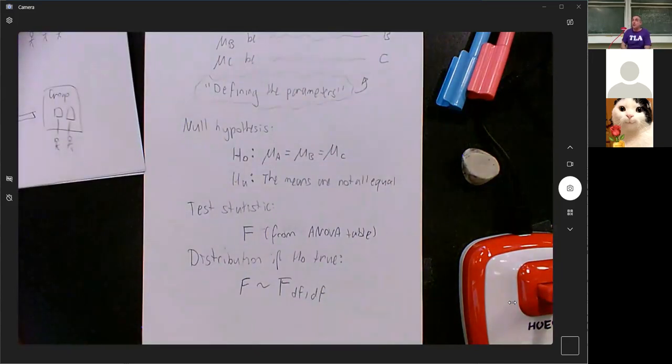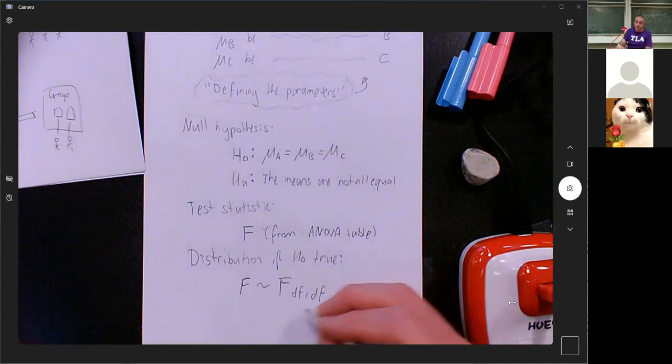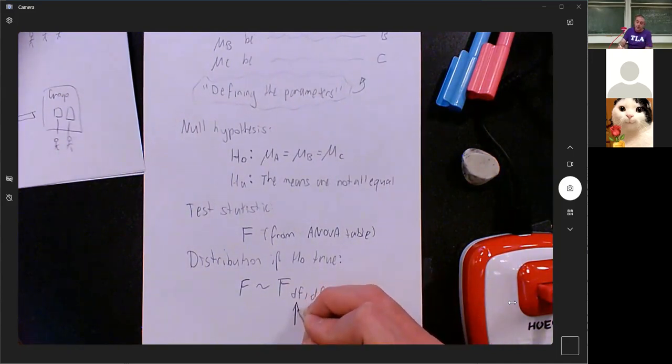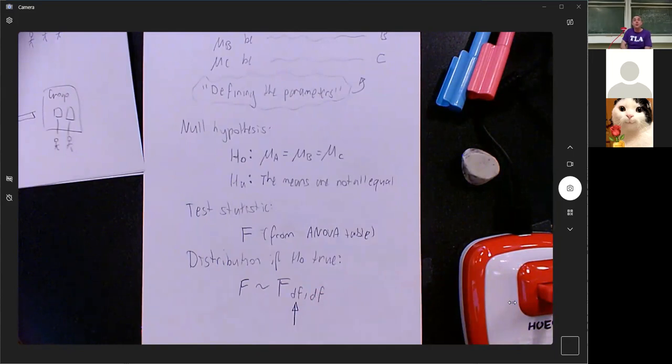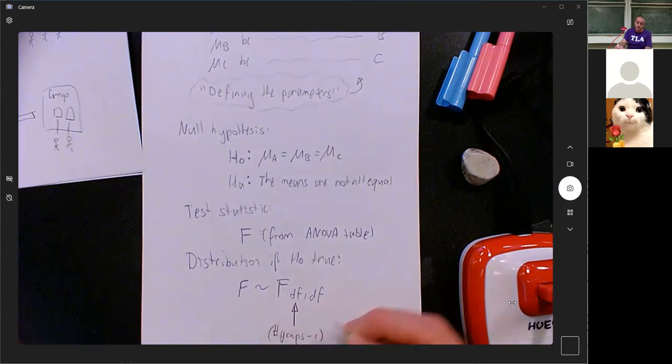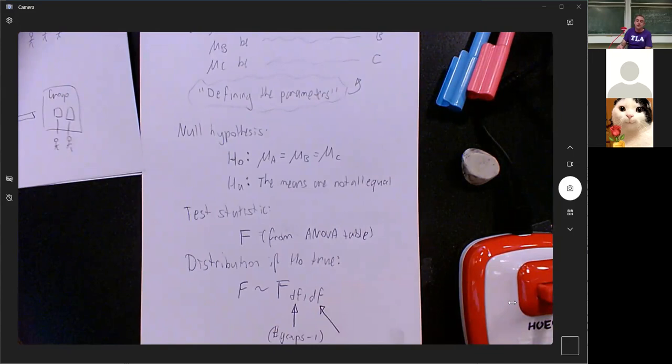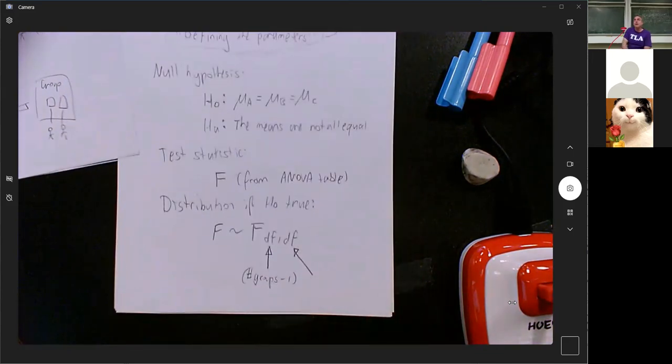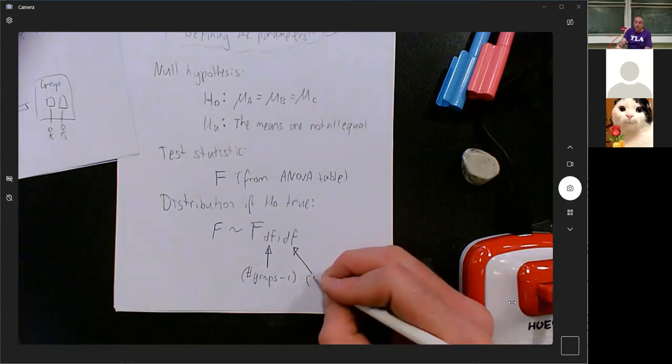But just to make sure that I tell you exactly how to calculate it, because you can figure these out without having the ANOVA table, this one is one less than the number of groups. And this one is the number of individuals total in the entire study minus the number of groups.